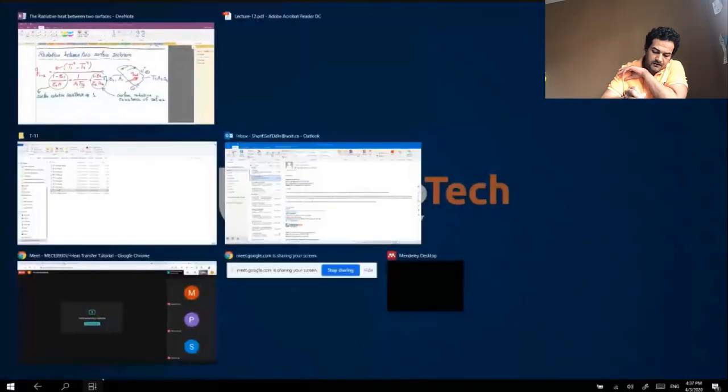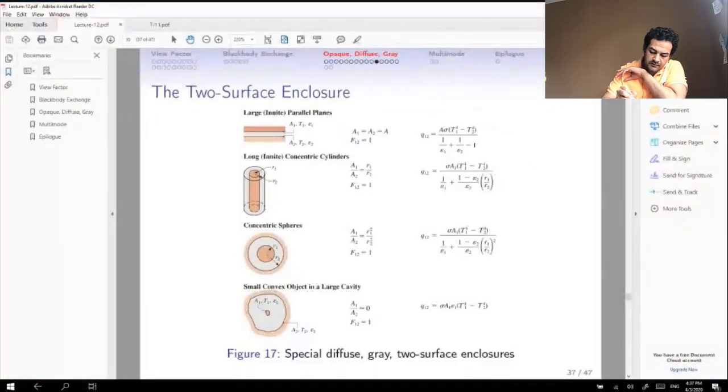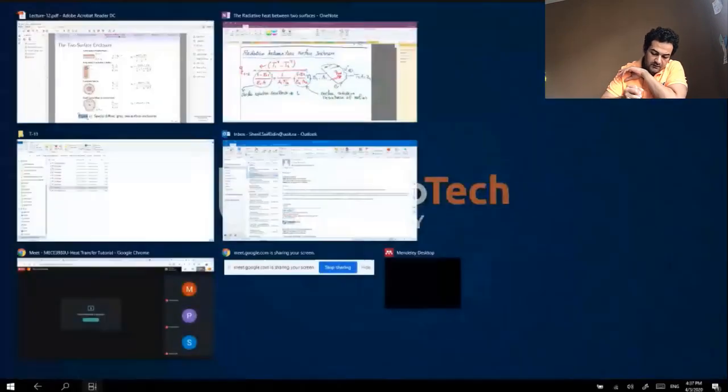And also another special case is long infinite concentric tube surface. 2 concentric tubes, while the inner surface is the emitter, the outer surface is the receiver. So F12 is equal to 1 because all the heat radiated from surface 1 is going to be received by surface 2. And here is the special case. Also the concentric sphere, and another case, small convex object in large cavity, right? So keep those cases also in your mind.